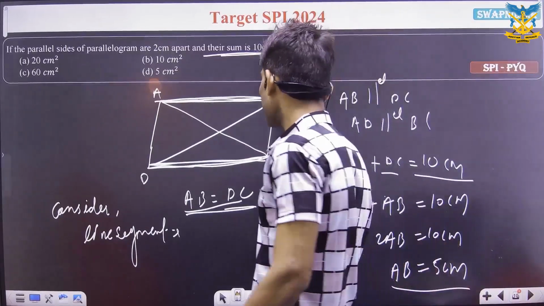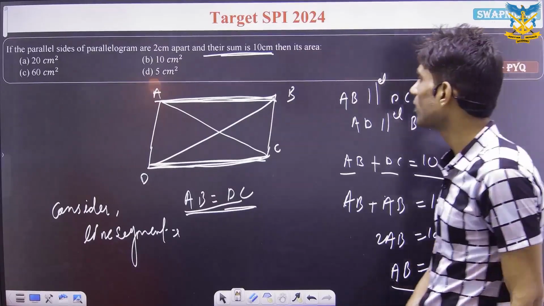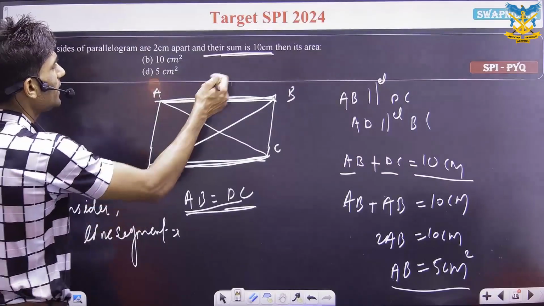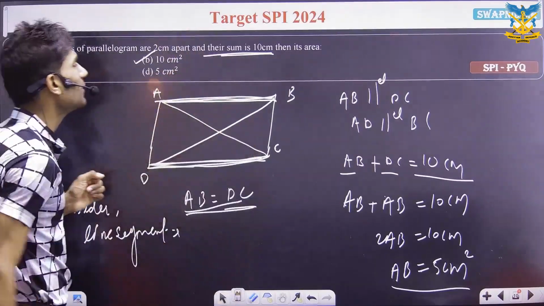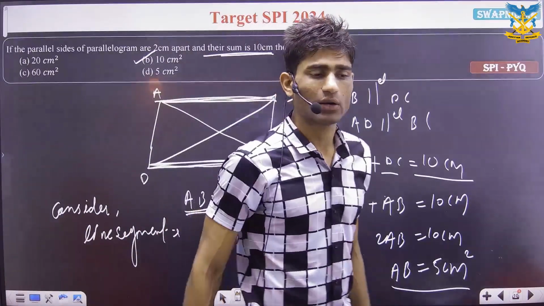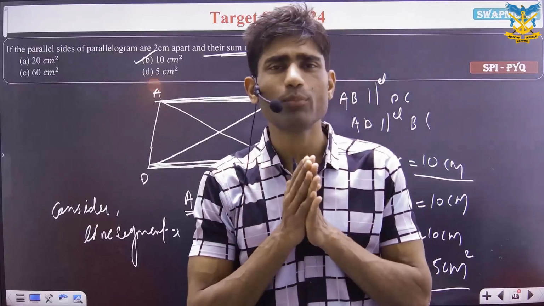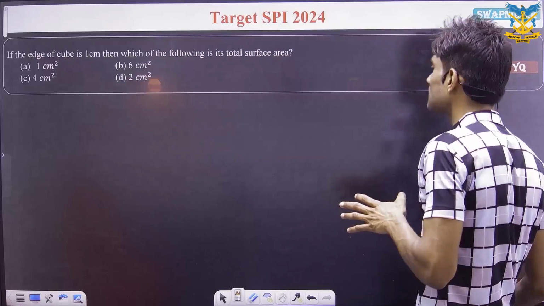As we have a 2-dimensional figure, we write centimeter square. Now we want the measurement for the area, which is 10 centimeter square, given in our option B here. See how easy these types of questions are. You just have to understand the meaning of the question. I hope you all have understood. Let's move to the next question.